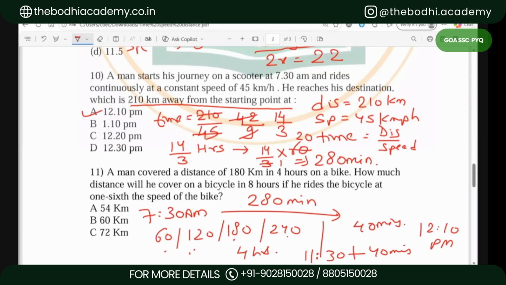This is how you can solve this question. Good question, not an easy one, but this is how you have to solve it. This is how the entire question will be solved. We have to first find the time, then convert it into minutes. After conversion, add it to the actual time. This is how you have to solve the question.